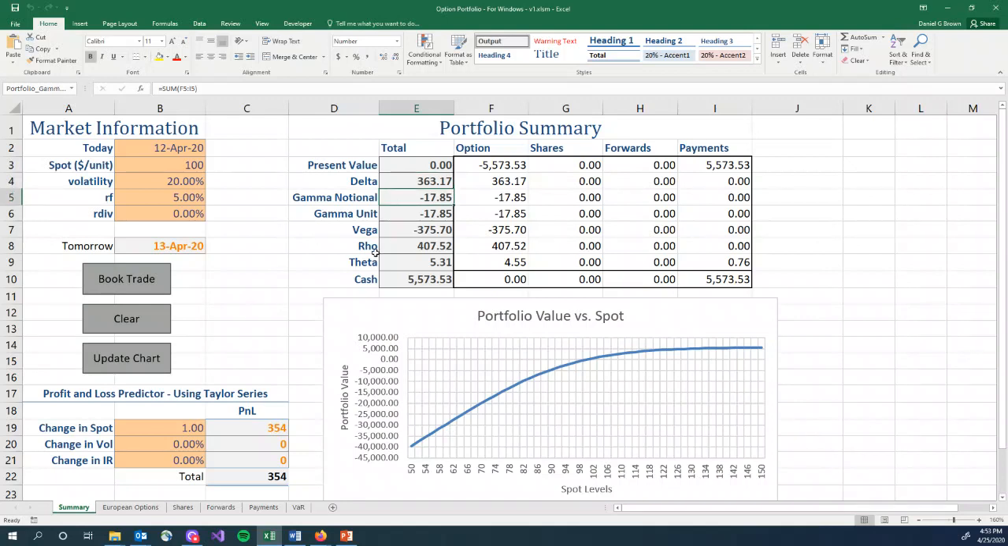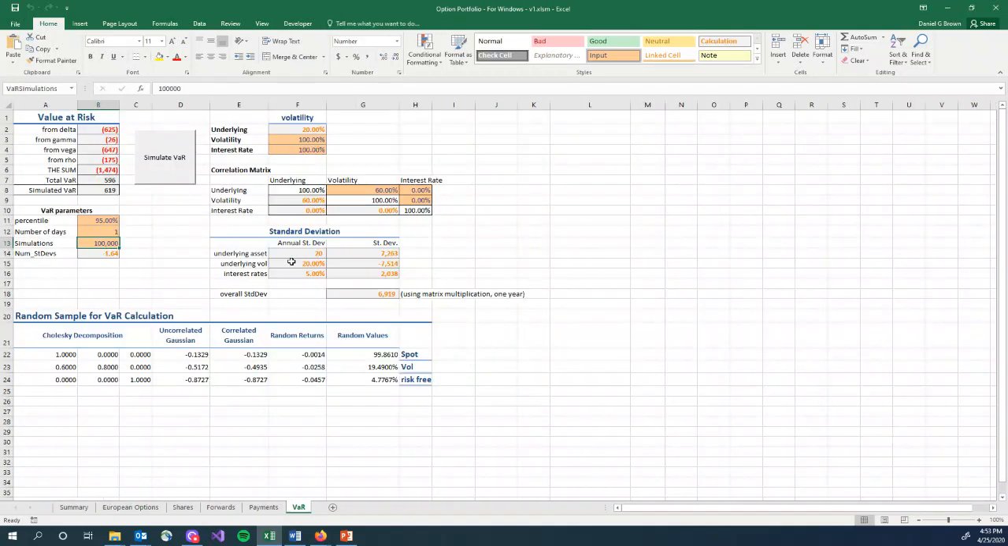It's got a negative gamma, we're short the option. A negative vega, again, short the option. Positive rho, we make money if interest rates go up, and so on. So we can look at the value at risk. I just ran a simulation.